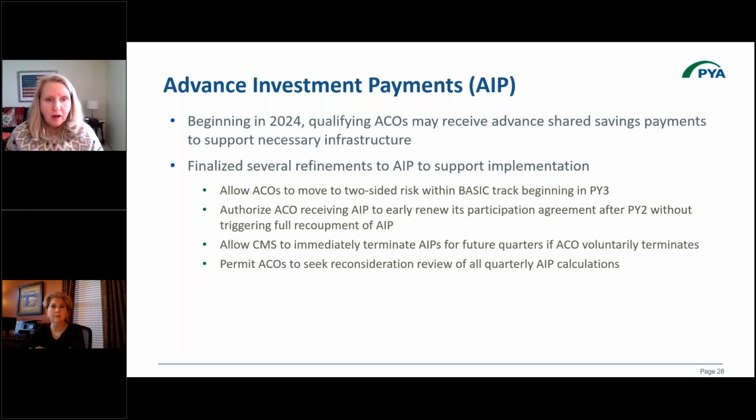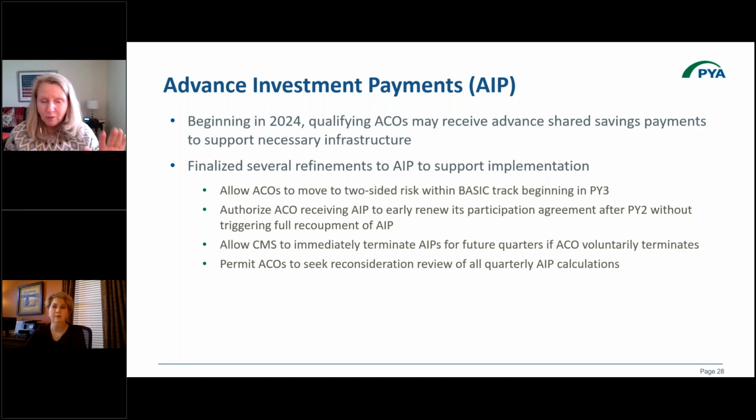Finally, let's talk about the modifications that CMS has made to the Advanced Investment Payment Program, which is launching this year. Certain qualifying ACOs are eligible for advanced shared savings payments to support necessary infrastructure development. This is limited to new ACOs within the low revenue category. And we have new participants in the MSSP program who will be participating in these advanced payments.